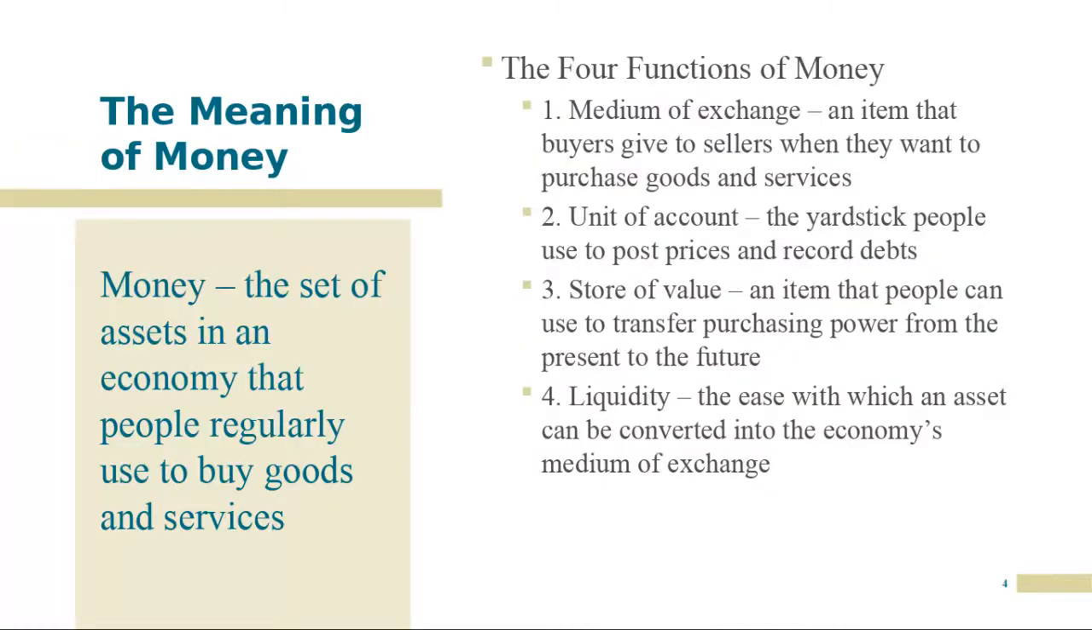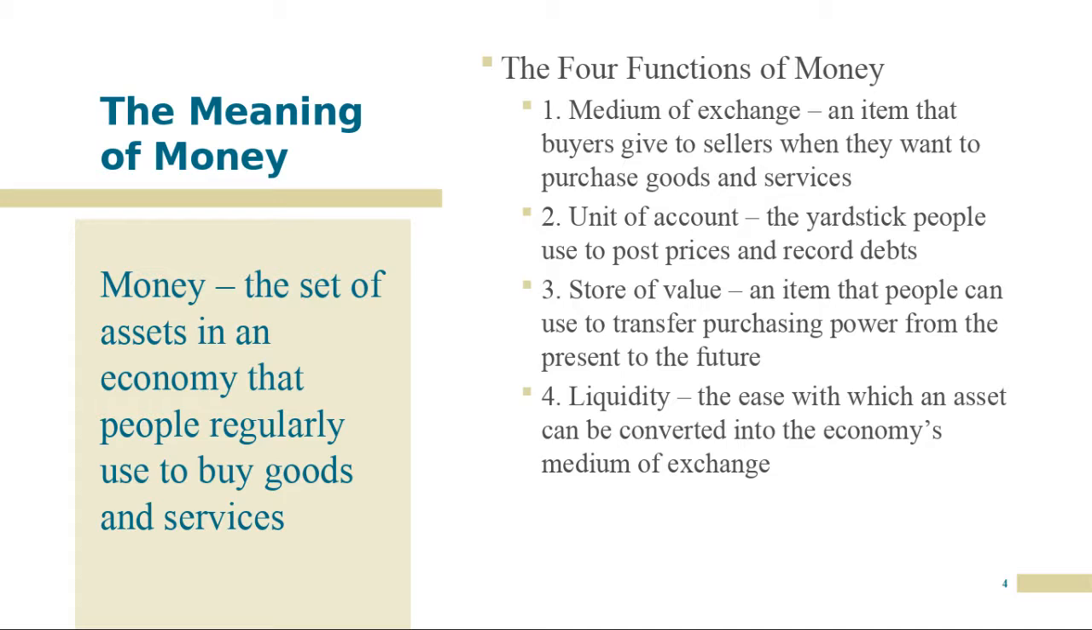So, what do we mean when we talk about the meaning of money? Well, basically, money is the set of assets in an economy that people regularly use to buy goods and services. Basically, money is a medium of exchange, unit of account, and a store of value that is liquid in order to exchange for goods and services. And so, what do we mean by these four functions of money?